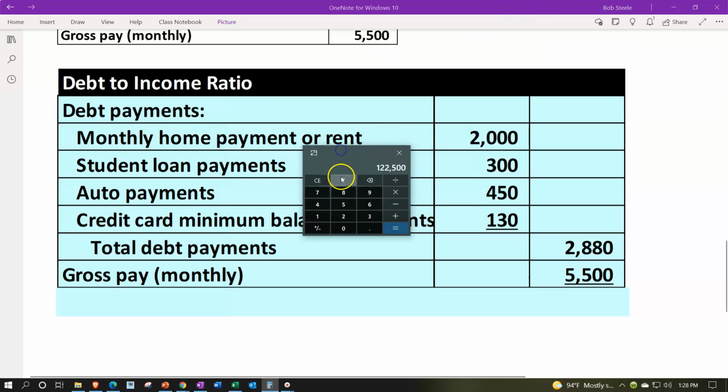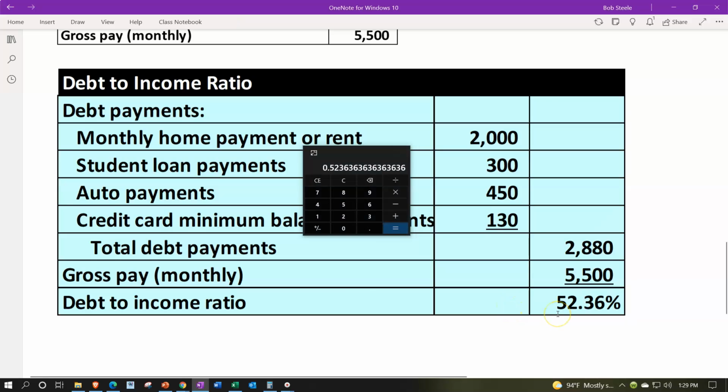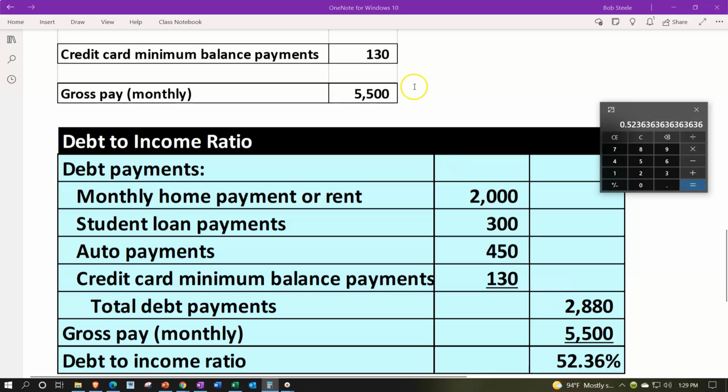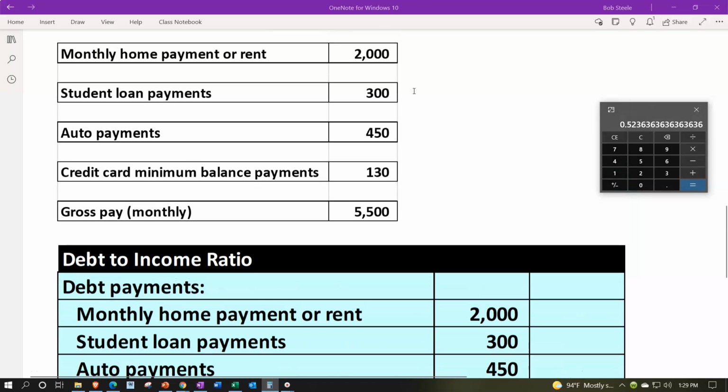And then we're going to take that 2,880 divided by 5,500. And that's going to give us, if we make it into a percent, moving the decimal two places over, about 52.36%. So now we could compare that to other people. We might have other people that make more or less money on their gross pay, and so I can't really compare their debt. If they make more money and they have more debt, then they're probably okay with that because they have the money to possibly pay off the more debt.